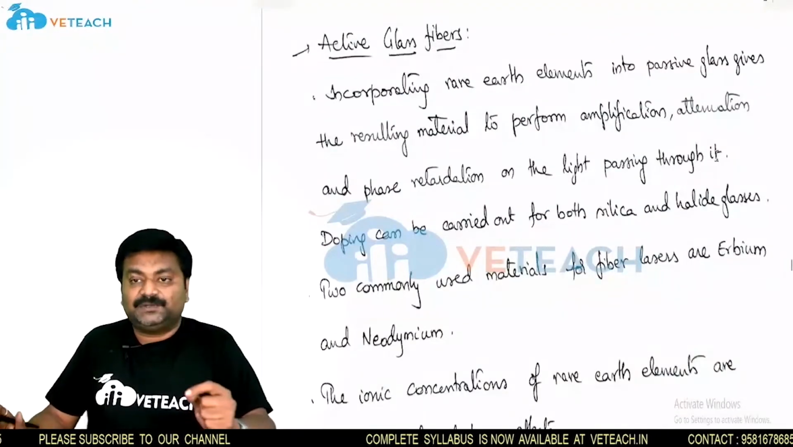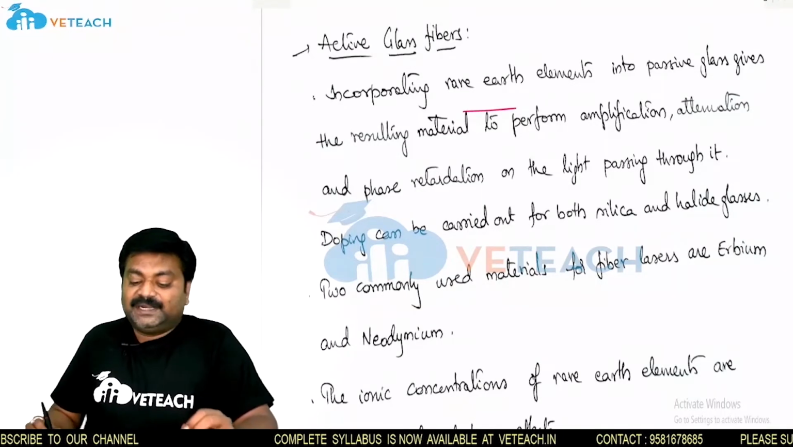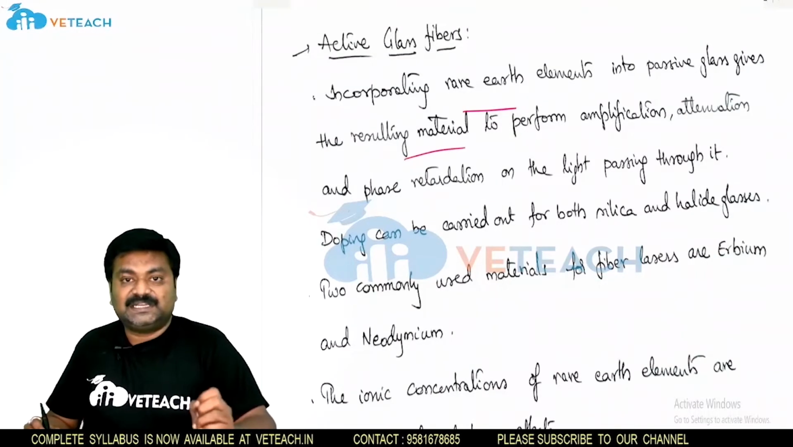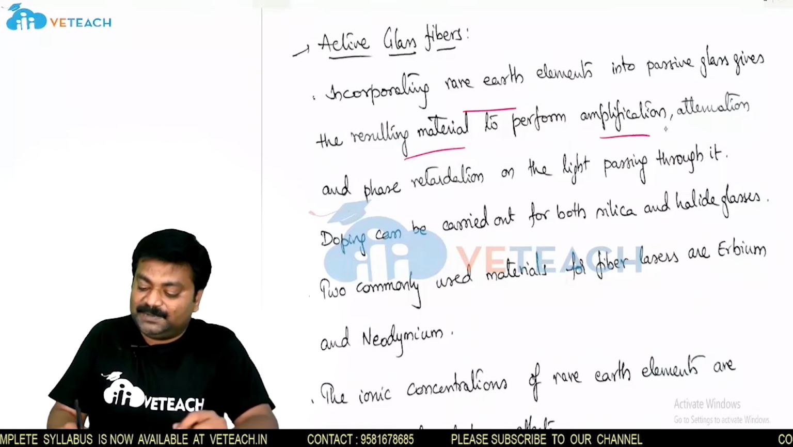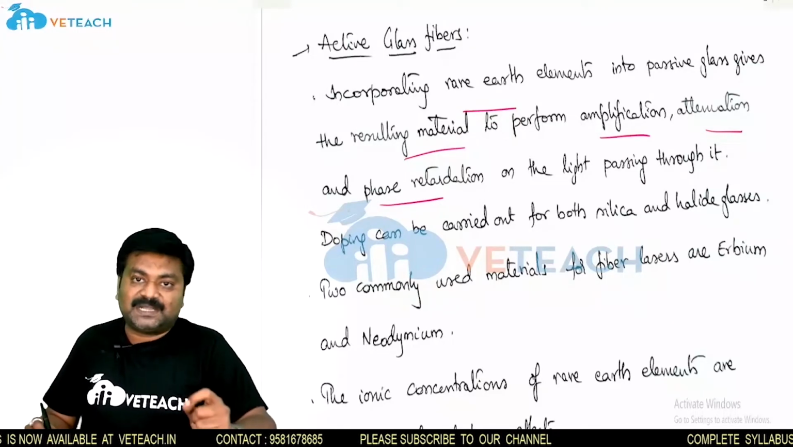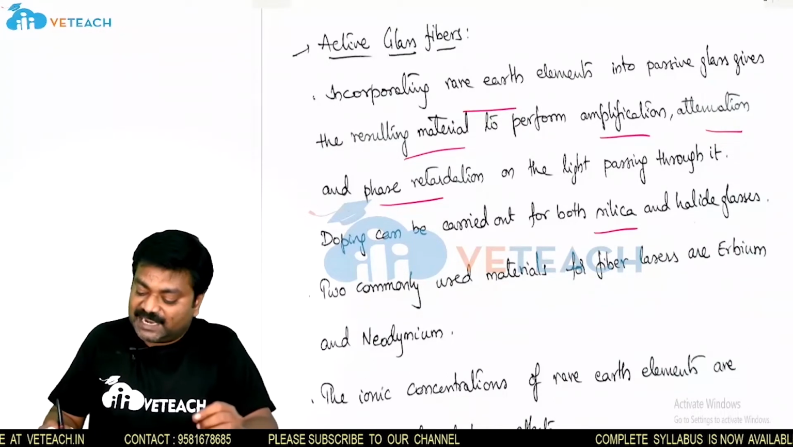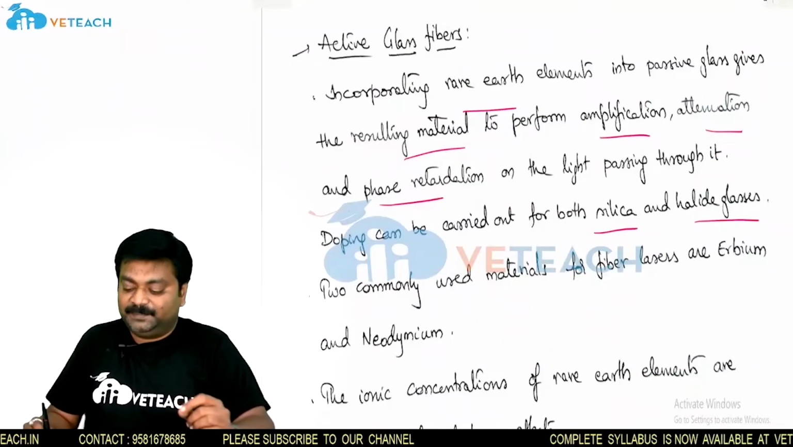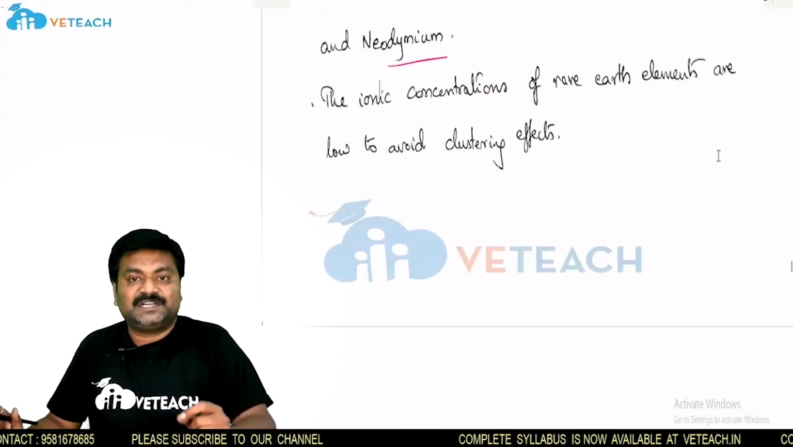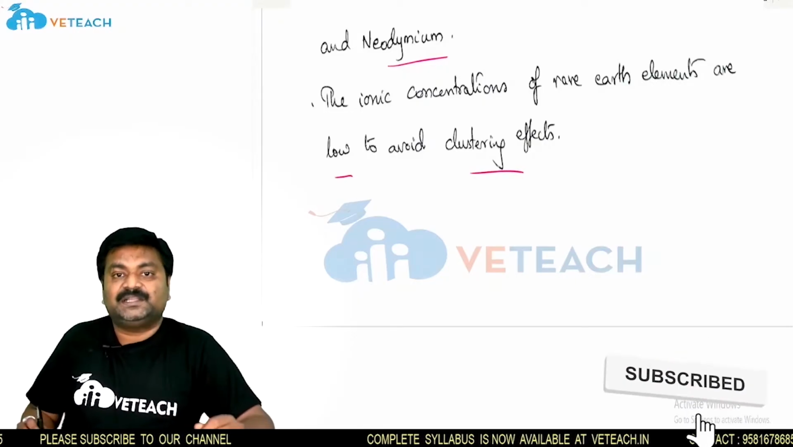And we have active glass fibers also. These active glass fibers incorporate rare earth elements into passive glass, which gives the resulting material the ability to perform amplification, attenuation and phase retardation on the light passing through it. Doping can be carried out for both silica as well as halide glasses, and the two common materials are erbium and neodymium. The ionic concentrations of rare earth elements are low to avoid clustering effects.